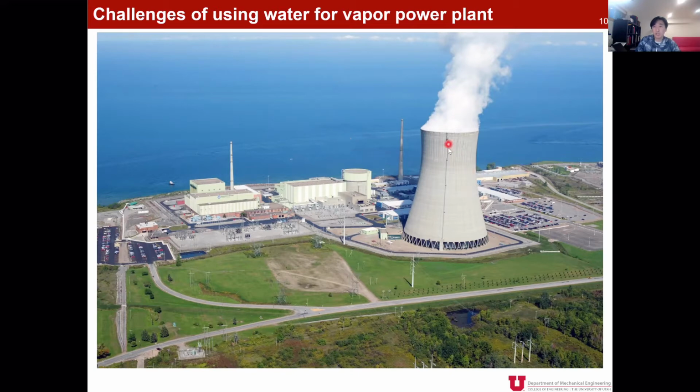And also you see this big tower, that is a water cooling tower, and the water is circulated from this water cooling tower to the condenser, which is located somewhere in this building, to condense the water that is being used for power generation.